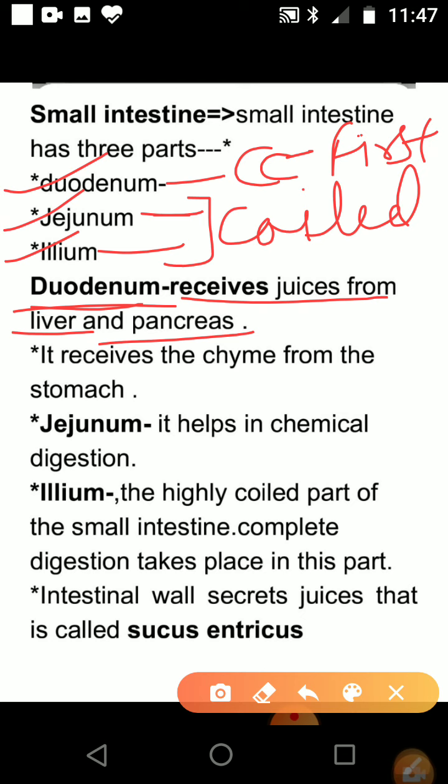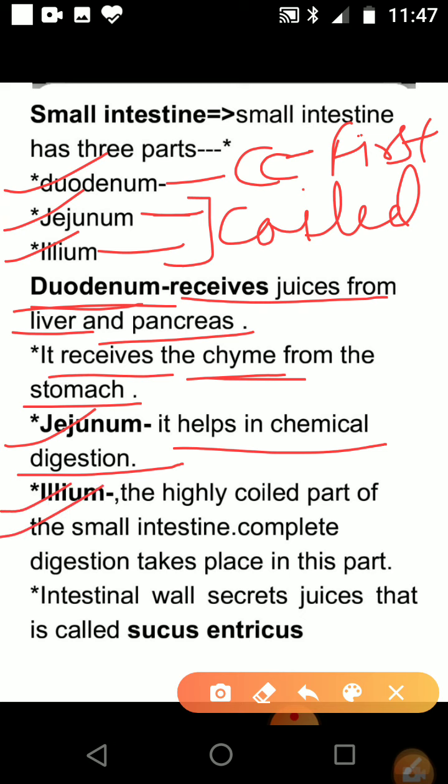The food which is partly digested in the stomach, when it comes to the duodenum, is further digested with the help of juices from the liver and pancreas. It also receives chyme from the stomach. Chyme is semi-solid food mixed with stomach fluid. So the food comes to the duodenum from the stomach in the form of a semi-solid paste, which is called chyme.